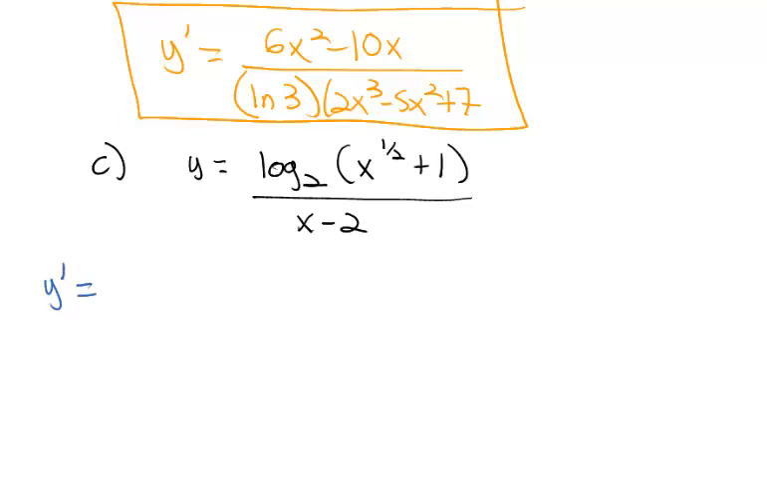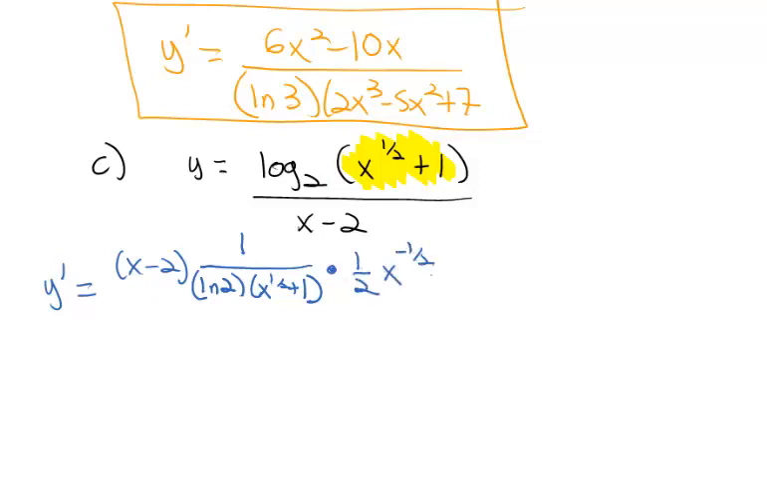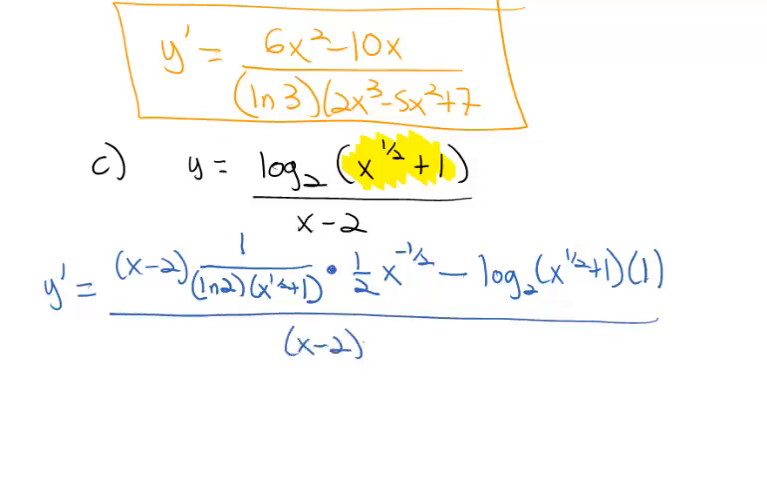Let's do y prime equals low d high, so low is x - 2. D high, we need to think about the x^(1/2) + 1 as the guts. So log base 2 is 1 over the natural log of 2, the natural log of the base, times the guts, x^(1/2) + 1, times the derivative of the guts. And the guts, we bring the 1/2 out front, x^(-1/2). Low d high, minus high, log base 2 of (x^(1/2) + 1), d low, the derivative of the denominator, the derivative of x is 1, all over the low squared, (x - 2) squared.